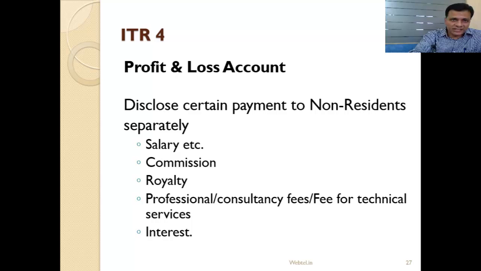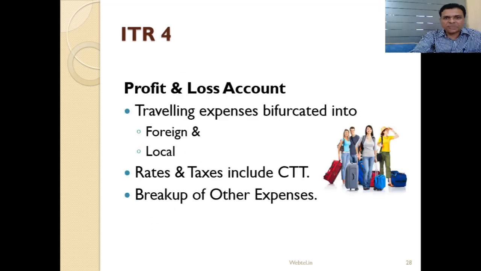In the case of ITR 4 also this year, salary, commission, royalty, professional consultancy fee for technical services, interest, etc. are to be shown. Then traveling expenses have to be bifurcated into foreign and local, and rates and taxes will now include commodity transaction tax also, besides security transaction tax. Similarly, a breakup of other expenses is to be given.